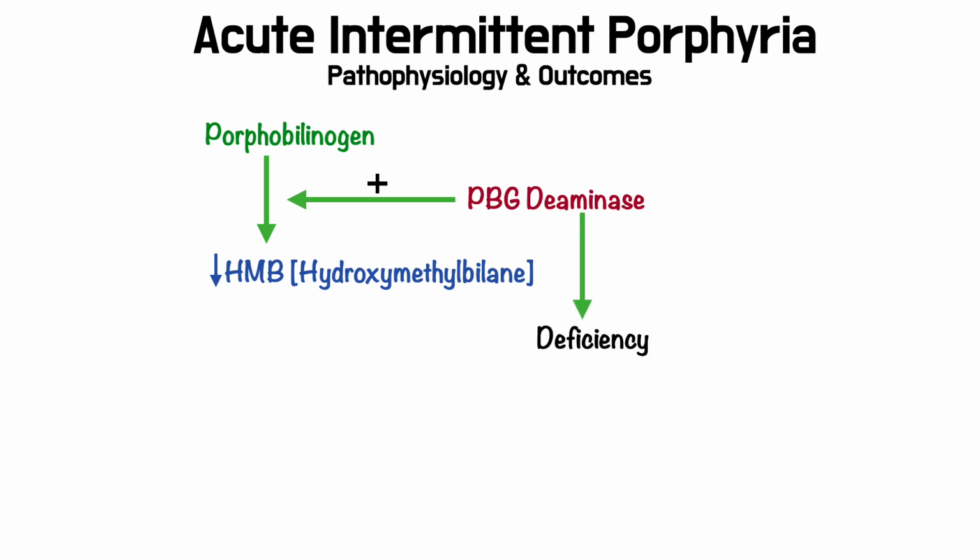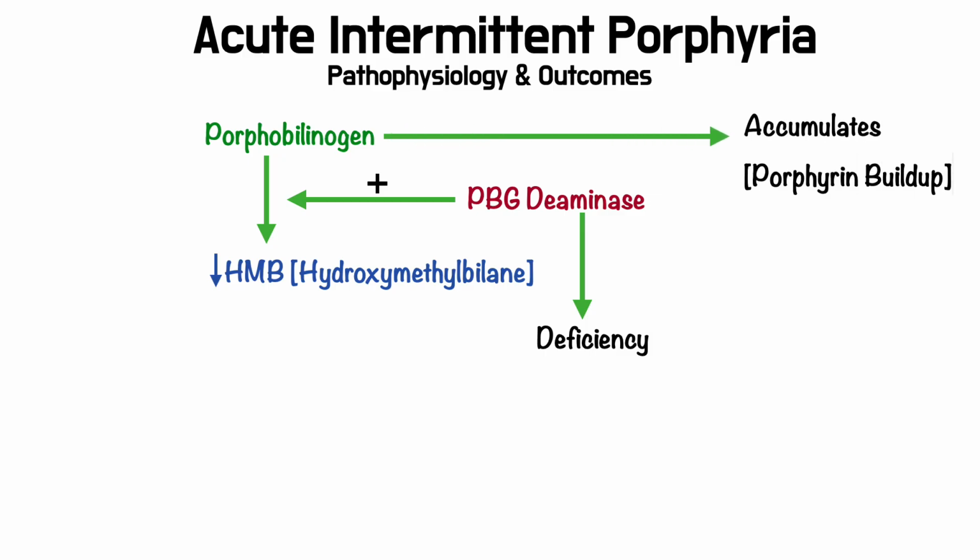So what actually happens if this enzyme is deficient? Porphobilinogen cannot get converted into HMB, so the pathway will be obstructed at this step. HMB is decreased, and porphobilinogen will accumulate, that is, porphyrin buildup will happen. And not only porphobilinogen, but the products prior to that, which is ALA, that is aminolevulinic acid, also accumulate in different regions.